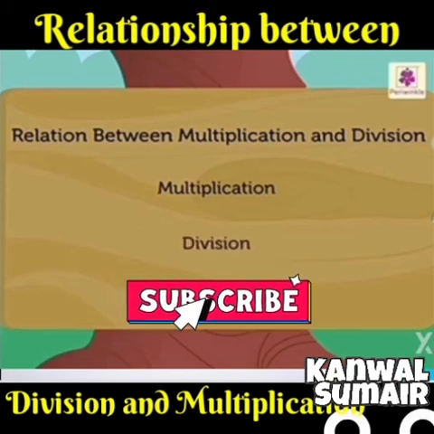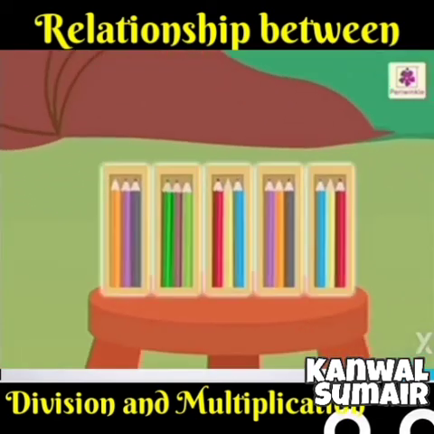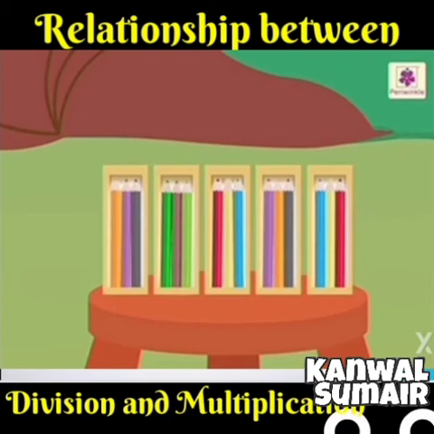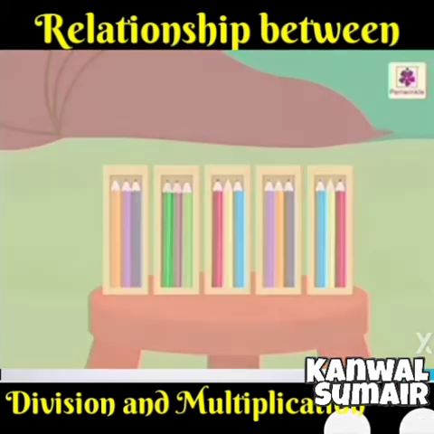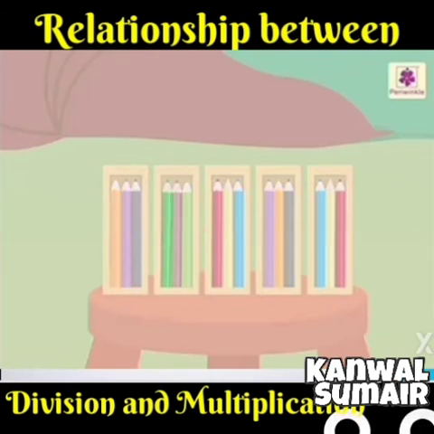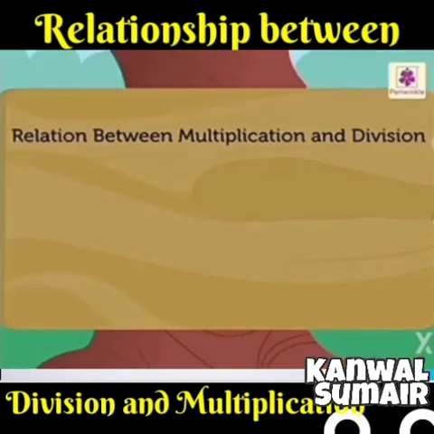Multiplication and division are very closely related. Let us see how. There are 5 boxes. And each box has 3 pencils. In all, how many pencils are there in 5 boxes? To get the product, we multiply the numbers 5 and 3. 5 into 3 is equal to 15.